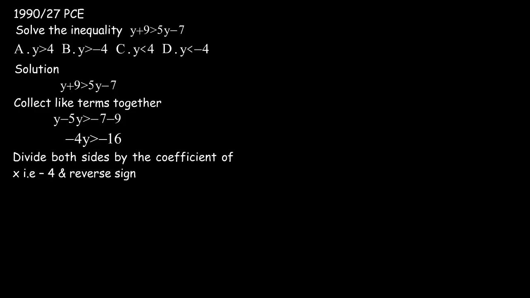Next, we divide both sides by the coefficient of y, that is minus 4, and reverse our sign. Doing so, it becomes minus 4y divided by minus 4 is less than minus 16 divided by minus 4. After dividing, y will be less than 4, and our correct option is C.